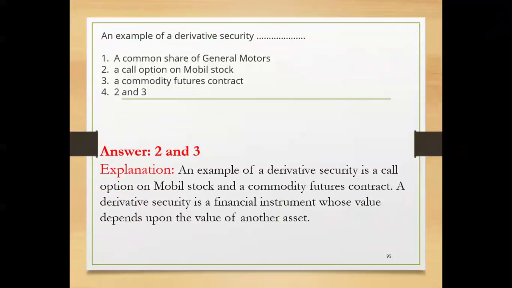An example of derivative security is not common share, but it is a call option and commodity futures contract, 2 and 3. So the answer is 2 and 3. Examples of derivative security are call option and commodity futures contract. A derivative security is a financial instrument whose value depends on some underlying asset, meaning another asset.